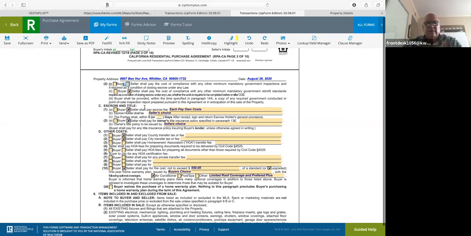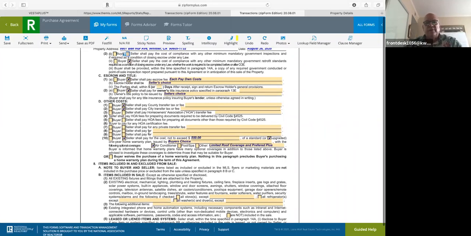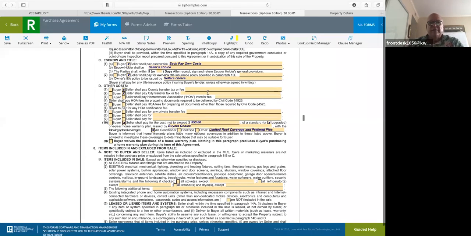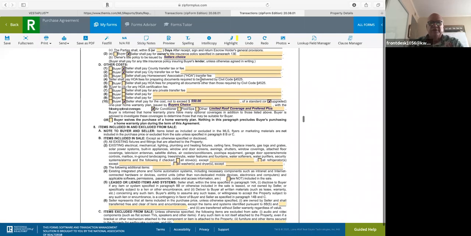Then the next box is seller to pay for the cost of compliance with any other minimum mandatory government retrofit requirements. So that could be a gas shutoff valve, something like that. I'm going to keep that box. Under escrow and title, I typically put each pay own cost. That way, if your client can negotiate a better deal with escrow, they might get a better deal. Let's say, for example, they're a flipper who flips a lot of properties, then they often have a deal with their particular escrow. And then the same with title, I put seller's choice.